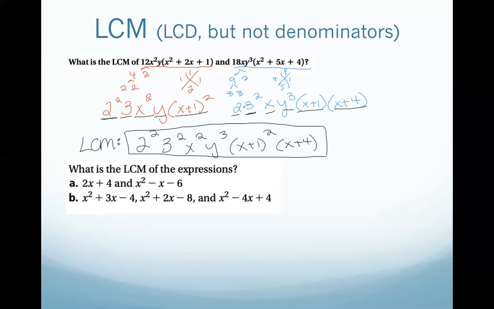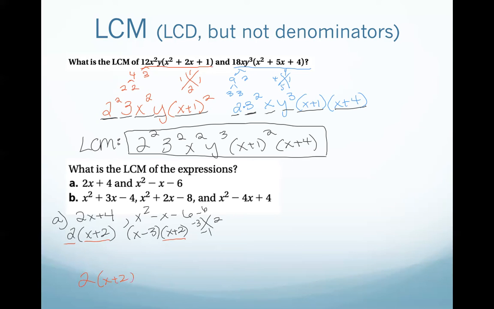Okay, so let's try 2 more examples here. Part A, I'm looking for the LCM of 2x plus 4 and x squared minus x minus 6. Factoring, this is 2 times x plus 2. And this one, I need 2 numbers that multiply to -6 and add to -1. That's going to be -3 and 2. That leaves x minus 3 and x plus 2. So I have 2, I have x plus 2, and I have x minus 3. And all of those were to the first power. So there is my least common multiple.